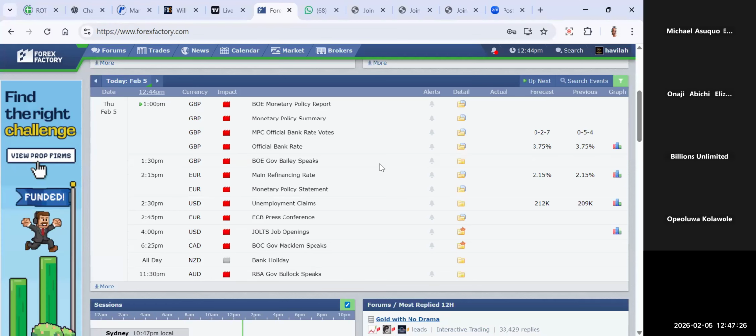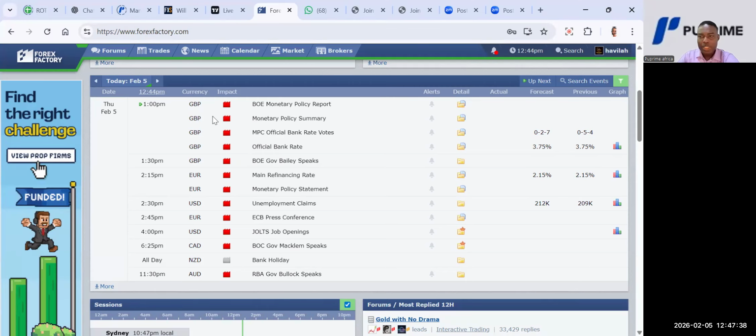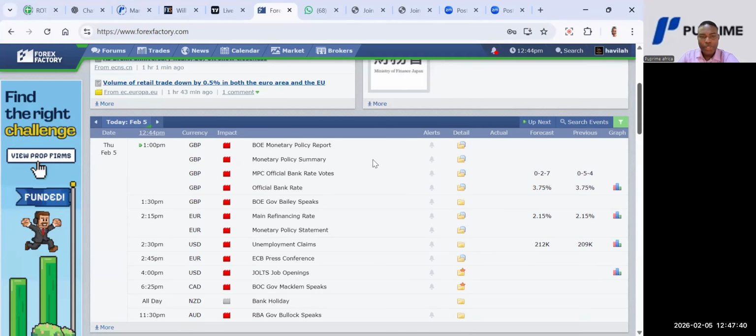So today is Thursday, the 5th of February, 2025. Now, there are some events we're expecting this afternoon. Earlier on, it's almost 1 p.m. There'll be volatility to be expected from the United Kingdom.